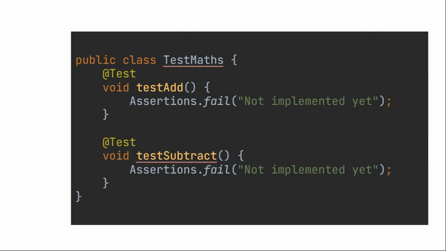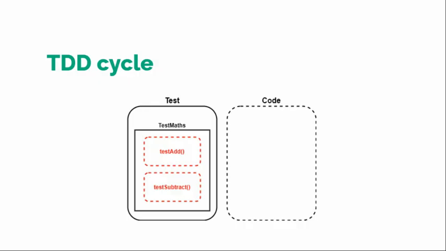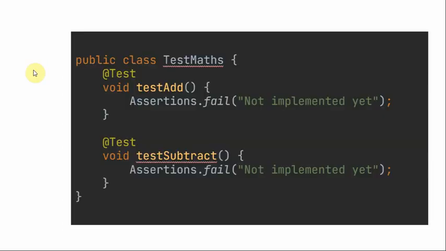Like in this example, we are writing a test for a maths class where we have written two methods, which are testing the addition functionality as well as the subtraction functionality, and both are failing because in the first pass in the TDD cycle, we just go through defining all the high level tests. So we don't care about the inner detail or how the testing will happen, but we go for the higher level detail, what needs to be included in the test. And obviously all tests are failing by default.